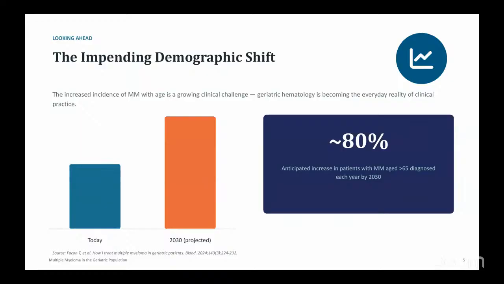The incidence of multiple myeloma increases with age, and this, combined with the overall aging population worldwide, is anticipated to generate nearly an 80% increase in the number of patients aged more than 65 diagnosed each year by 2030. So simply speaking, by 2030, the cases are expected to increase even more. Therefore, healthcare providers treating older adults must be equipped to identify multiple myeloma's unique disease presentation and diagnostic challenges, especially when it comes to the involvement of the elder population.